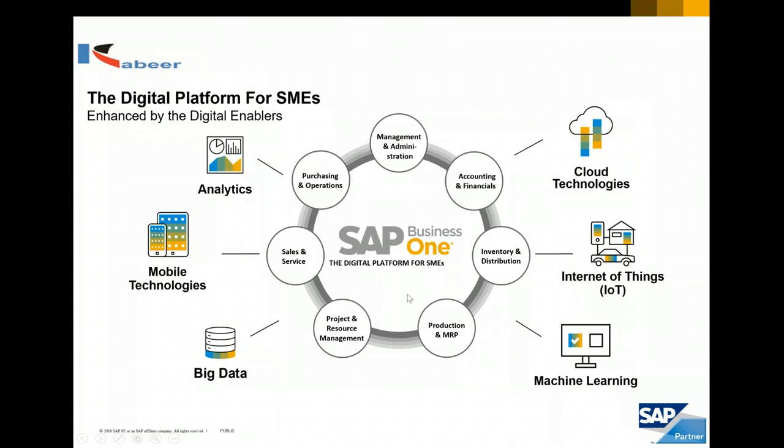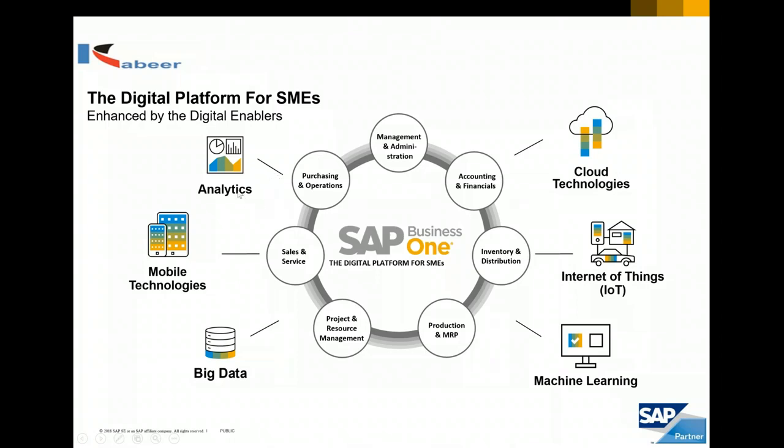So this, in the center of it, SAP Business One is the digital platform where you are able to do your management functions, your administrative function, your purchasing, your operations, your sales, your service, your project, your resource, your production, your MRP, your inventory, distribution, accounting, and finance, all those functions digitally.